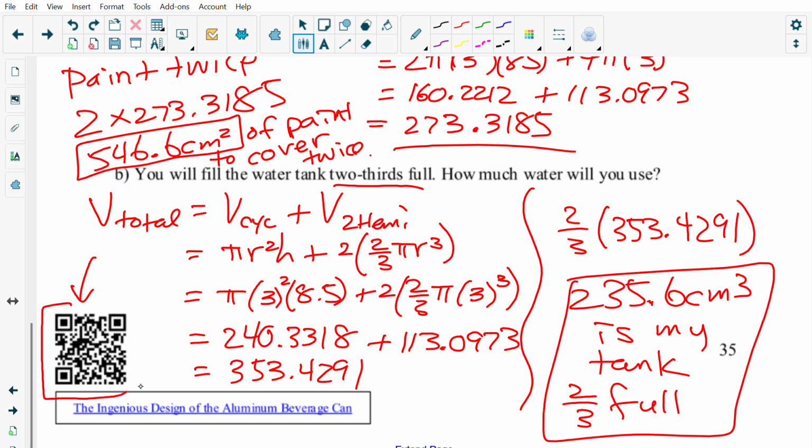That's it. This is a cool little video on optimization of shapes. Really cool, fascinating topic if you're getting into mechanical engineering or engineering in general. A good spatial reasoning drill is thinking about the ingenious design of the aluminum beverage can. Why is it a cylinder? And there's more to it than a simple cylinder. It's a cool video, so scan the QR code and take a look.